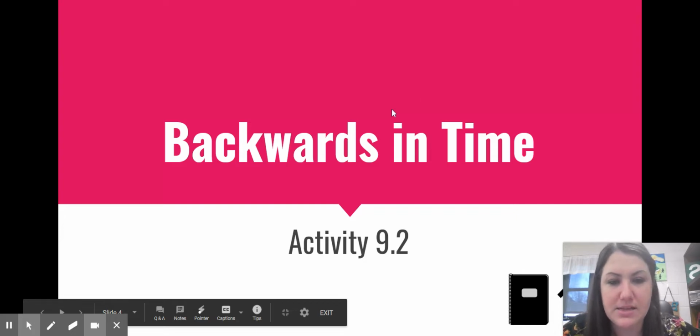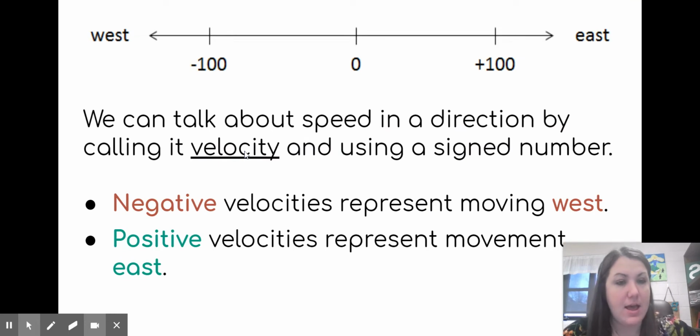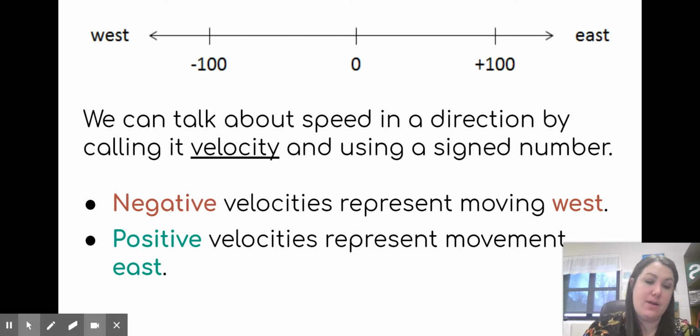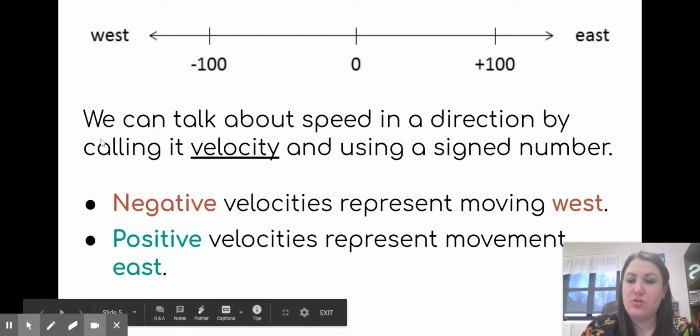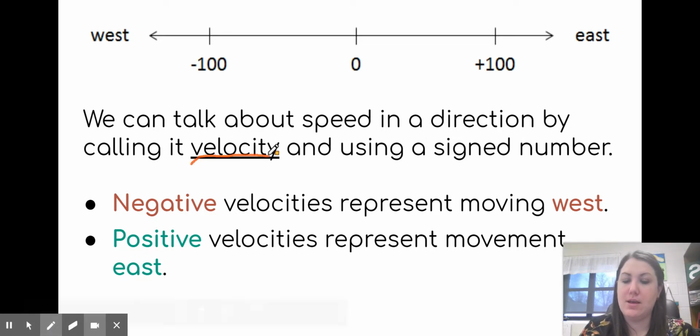For today's main activity, we are going to apply what we learned yesterday to some different scenarios, where we're talking about a negative number times a negative number. Just as a reminder, you will see this word velocity in this first problem here. Remember, velocity is the speed. So 3 miles per hour is a velocity.